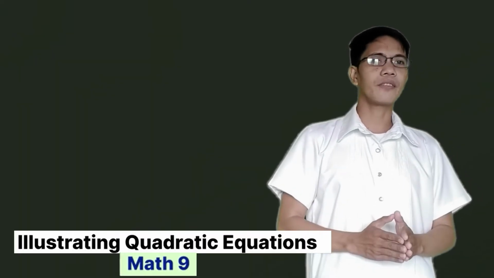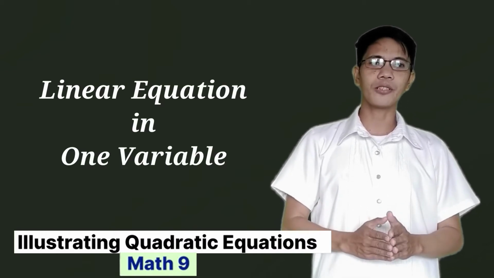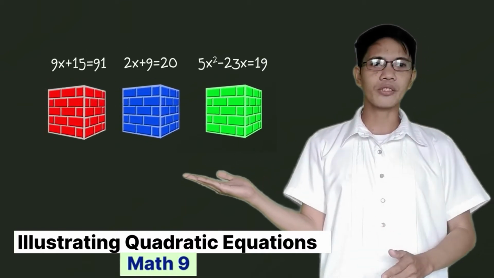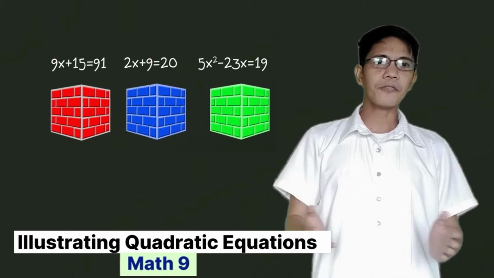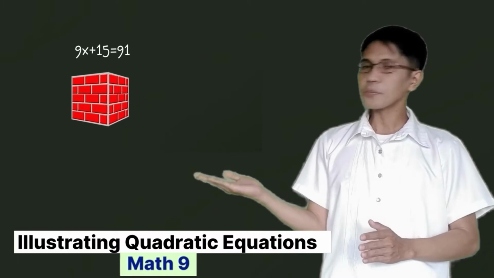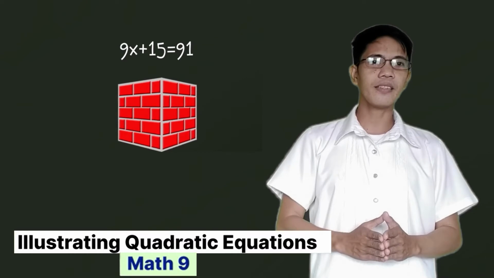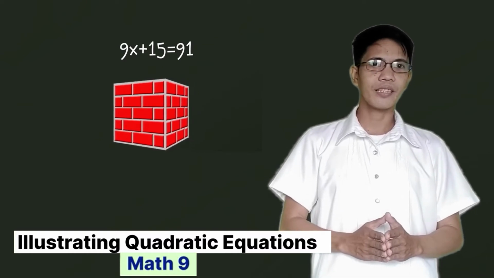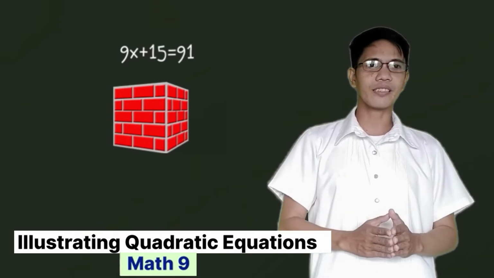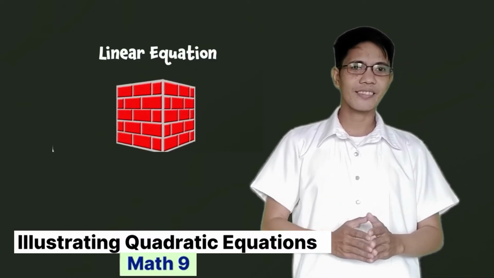When you were in grade 7, you must have learned about linear equations in one variable. I have here 3 bricks, each has an equation. We will identify whether the equation is linear or not. The first brick displays the equation 9x plus 15 equals 91. Is it linear or not? Let's see if you are correct. If you said that it is linear, you are right.